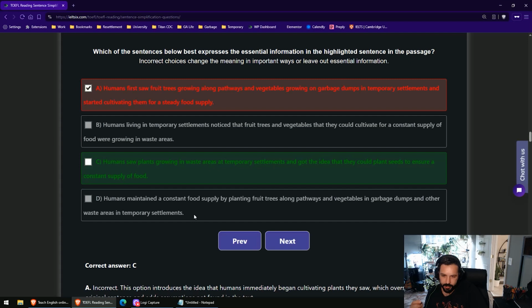Humans maintained a constant food supply, but by planting trees along pathways. No, those are wild plants and vegetables. Then people saw them, and then they started growing a food supply. So D is a terrible option. So C would have been the better between A and C.